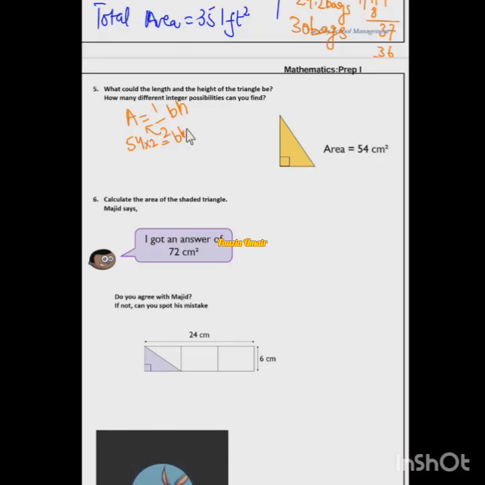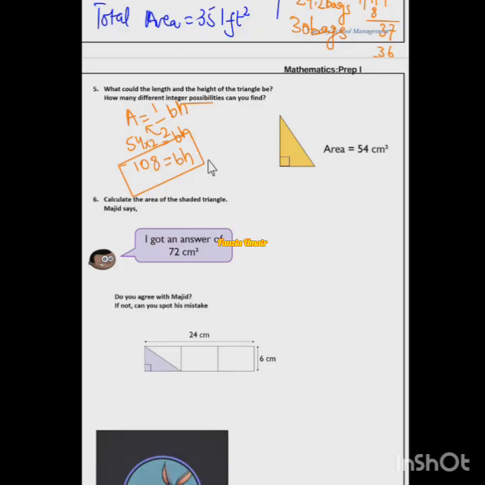So what is double of 54? 108. So it means any two numbers which we multiply and the answer is 108, what will those two be? All the possibilities, right? So if we multiply base with height and we get 108, they are all possible values.